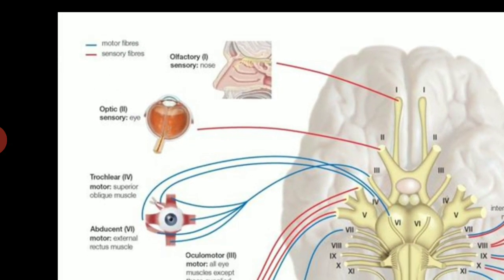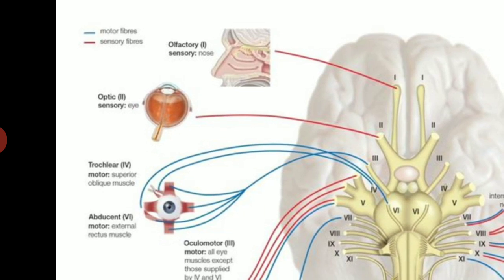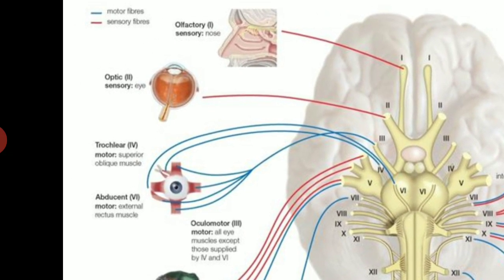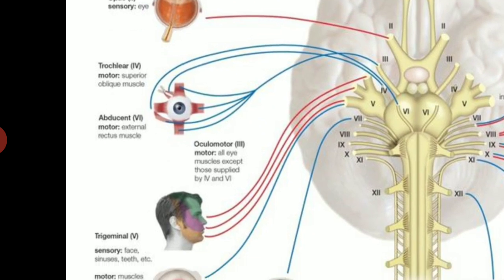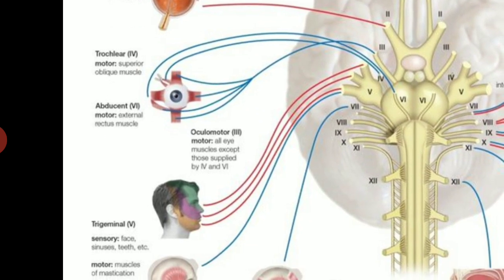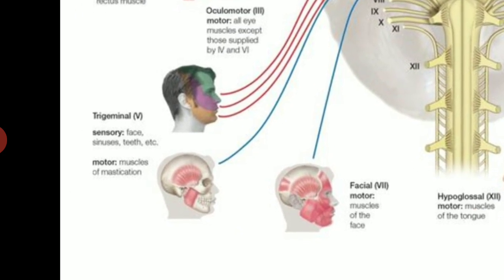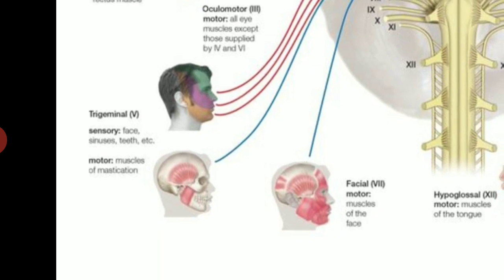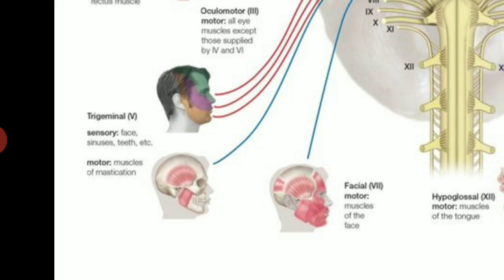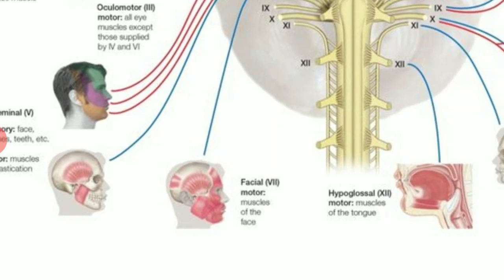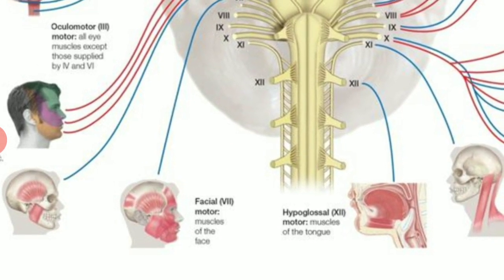So again, this picture shows various cranial nerves: olfactory for olfaction, then optic for vision, then third, fourth, sixth supplying the muscles of eyeball, then trigeminal, facial area, supplies the muscles of face, sinuses, teeth, etc. Motor part supplies the muscles of mastication. Main muscle is masseter for mastication. Then 7th cranial nerve, muscles of face.